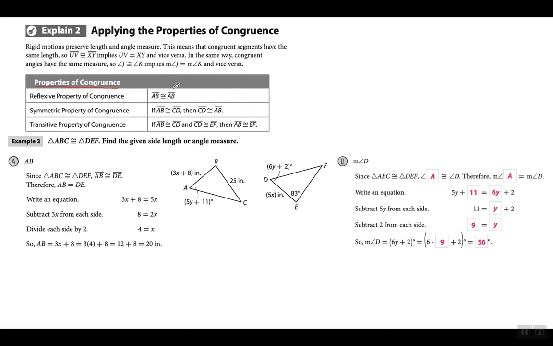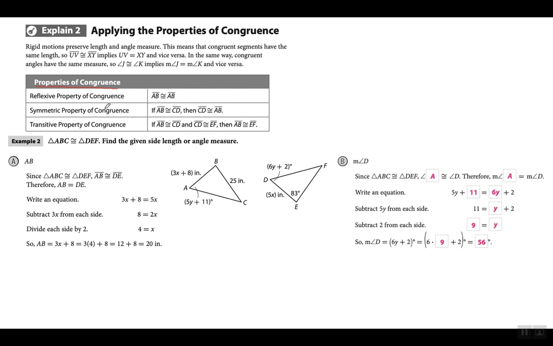Believe it or not, this one gets used a lot throughout the year. It's very simple, but just remember, whenever they put the same segment is congruent to the same segment, it's the reflexive property. You can kind of think of the word reflection, but reflexive property of congruence.